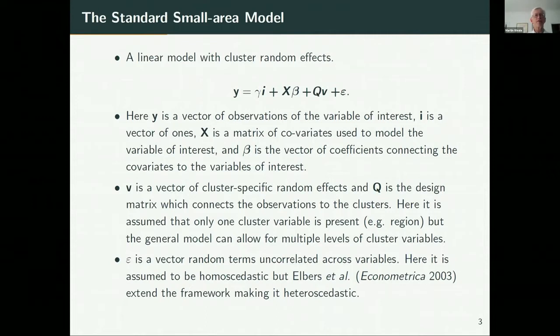So the estimated value of V is orthogonal to the X's because the X's have already mopped up as much cluster variation as possible. Epsilon is a vector of random terms uncorrelated across variables. Now here I assume it to be homoscedastic, but a paper in Econometrica nearly 20 years ago extended the framework to allow it to be heteroscedastic, but I must say I have no idea how you could combine the sort of heteroscedasticity that Elbers and his colleagues looked at and still get expenditure shares that added up to 1.